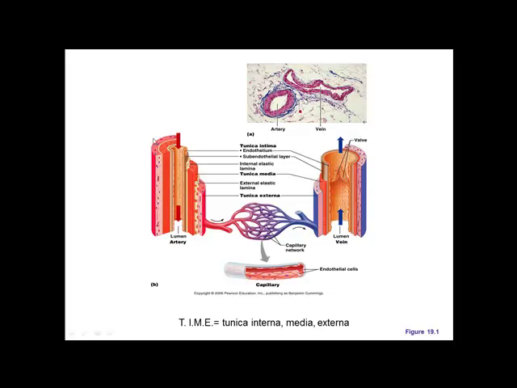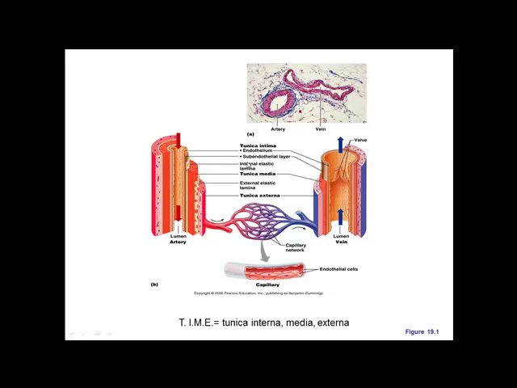First off, arteries and veins will have a lot of similarities to one another. I like to use this mnemonic TIME, which means tunica, intima, media, and externa. So both of these will have a tunica intima, which is an inner layer of endothelial cells. It's this yellow stuff right here. And that'll just be a single layer of cells, simple squamous epithelial cells. Okay?